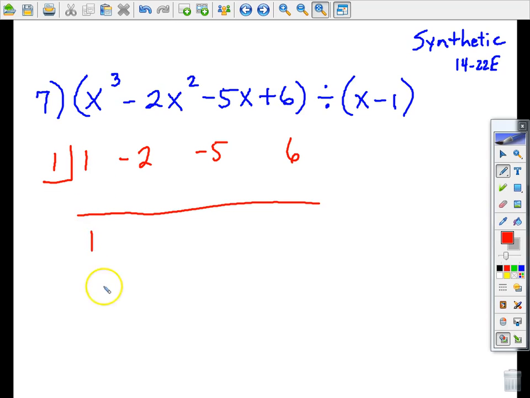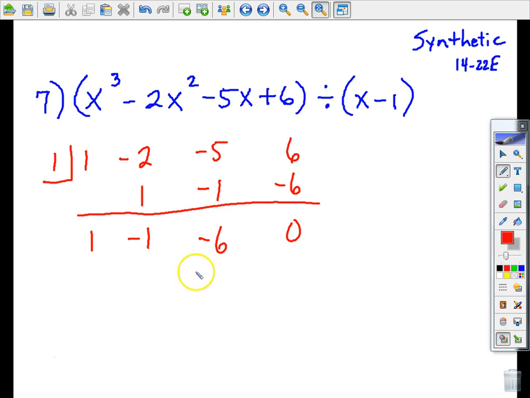Bring down the 1, multiply. 1 times 1 is 1, and then add. -2 plus 1 is -1. Multiply, -1 times 1, add. Multiply, -6 times 1, add.